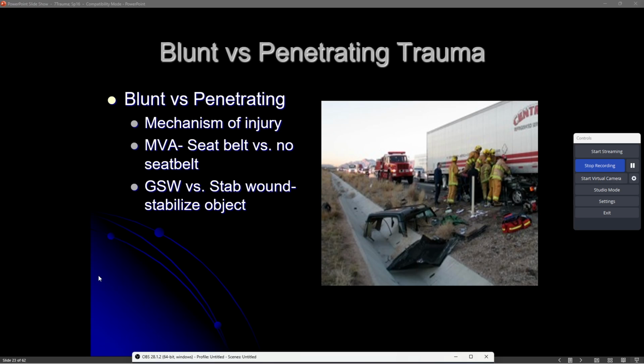Lastly, we have GSW, gunshot wound versus stab wound. Obviously, one is a very low velocity projectile, the knife. I shouldn't even call it a projectile, but the knife is a low velocity stab wound, whereas the gunshot wound itself carries with it a great deal more kinetic energy due to its velocity. Okay, small object, absolutely.